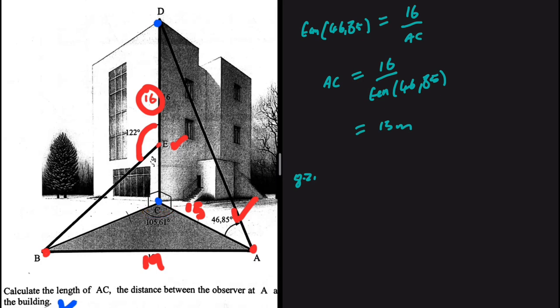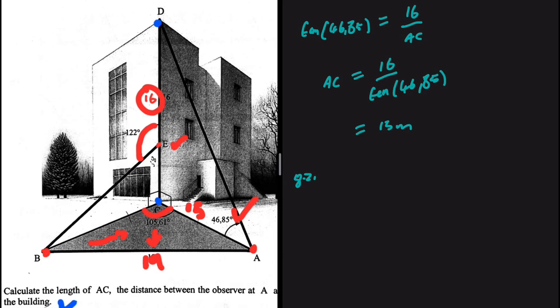Right. So we have the length of AC, which is 15. We have AB, which is 19. And we are given this angle, 105.61. If we apply the sine rule on this triangle, we can say sine of angle C over the opposite side, and then sine of B over the opposite side, which is AC. And then if we do that, we're going to have the size of angle B.